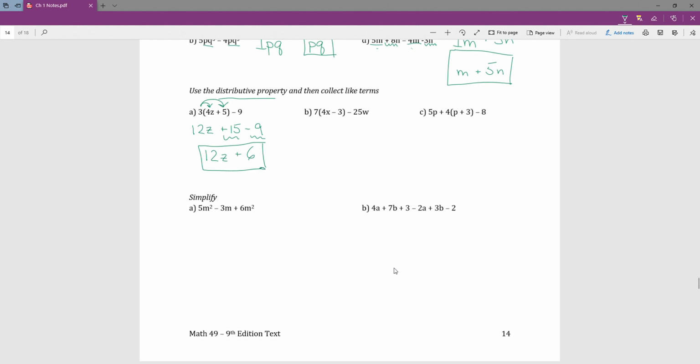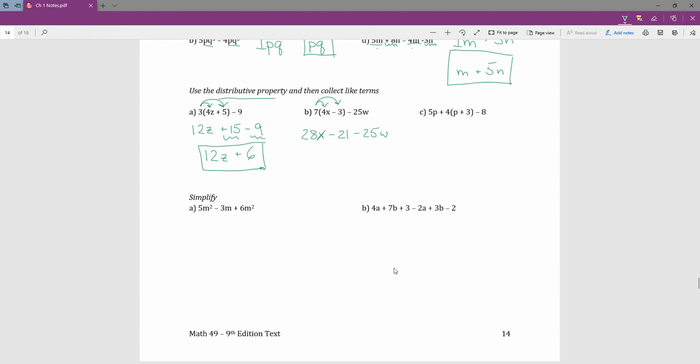Okay, so distributive property on the next one. 7 times 4x, so that'd be 28x. Because they're just all multiplied together, you can do that with the numbers and you just throw the x out the back because it's still multiplied by, even though you don't know what it's worth. And then 7 times negative 3, so a negative 21. And I'm just going to recopy this one, negative 25w. So at this point, I'm done. I can't do any more because I don't have any like terms.